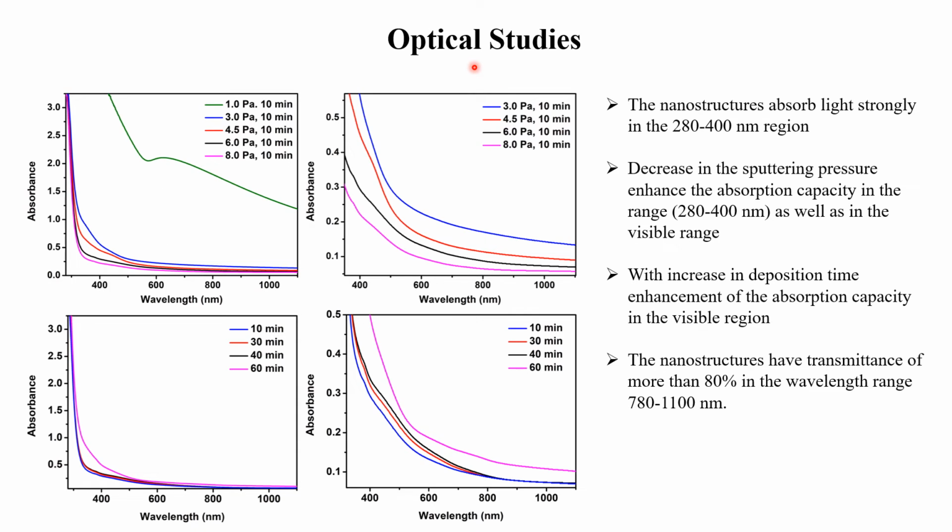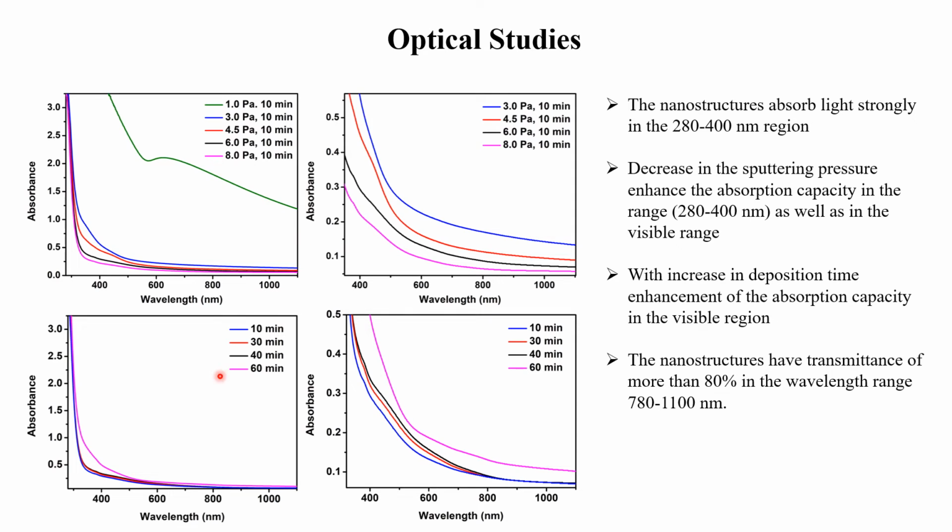Optical studies. UV visible absorption spectroscopy is used for optical studies, and transmittance and absorbance spectra are recorded in the range 200 to 1100 nanometer. In this figure, the variation of absorbance with sputtering pressure is shown, and this is the enlarged version of this figure. The nanostructures absorb light strongly in the range 280 to 400 nanometer region, and it is observed that the absorption capacity increased in the visible region with the decrease in sputtering pressure and increase in deposition time.